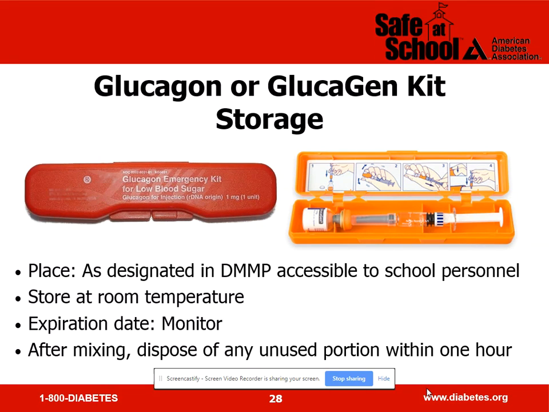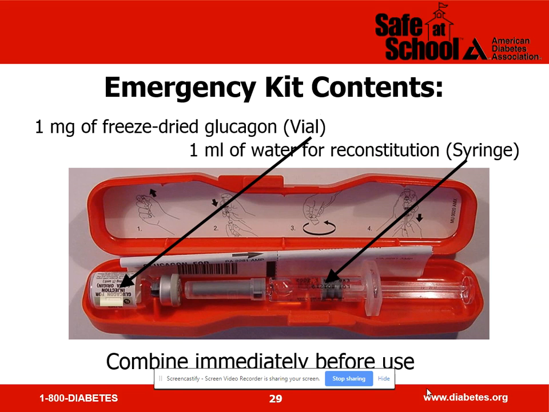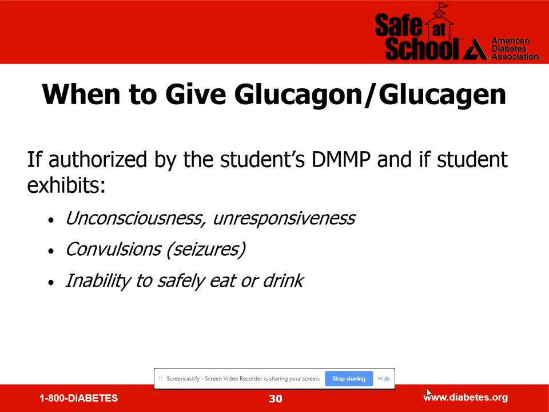A glucagon or GlucaGen storage kit looks as follows. It should be kept in the place designated by the plan, and make sure it's accessible to school personnel. It must be stored at room temperature, and the expiration date must be monitored. After mixing, dispose of any unused portions within the hour. The vial holds 1 milligram of freeze-dried glucagon. 1 milliliter of water for reconstitution should be in the syringe and combined immediately before use.